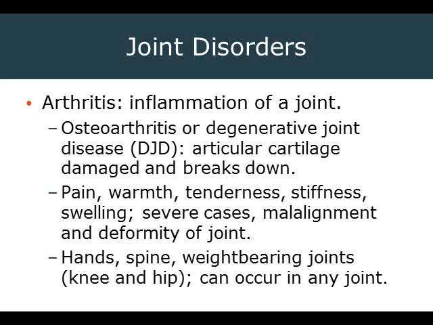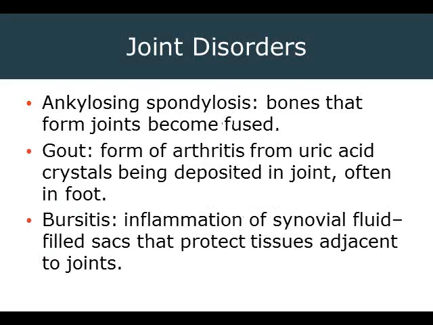They can have pain, warmth, tenderness, stiffness, swelling, sometimes malalignment and deformity of the joint. The hands and the spine, the weight-bearing joints such as the knees and the hip, are the most common places that we see this. It is very, very, very common. Obviously, the older you get, the greater chances that you have some forms of arthritis forming. People who have had, say, infections, injuries, joint replacements, whatnot, tend to experience arthritis a little bit sooner or a little bit more commonly.